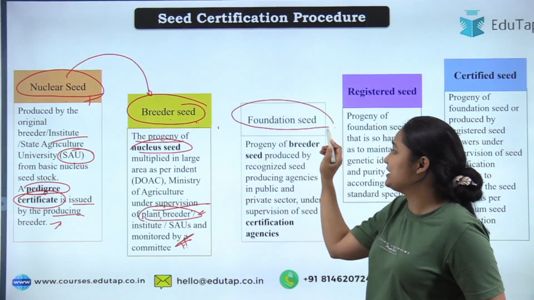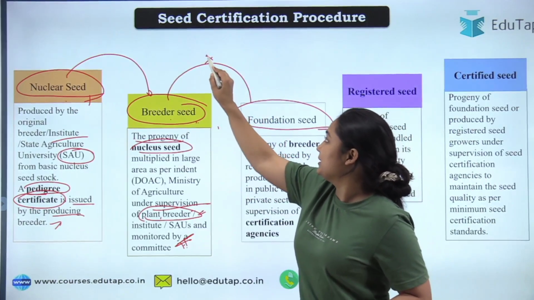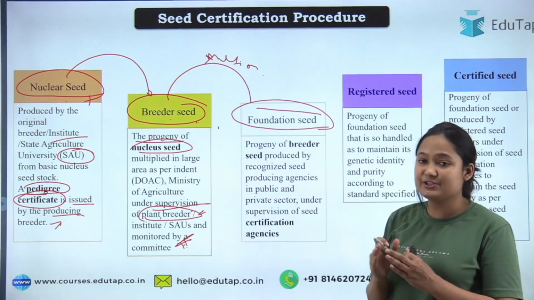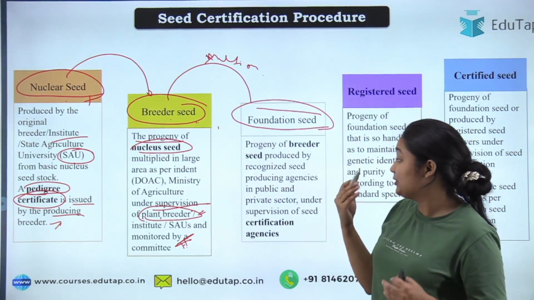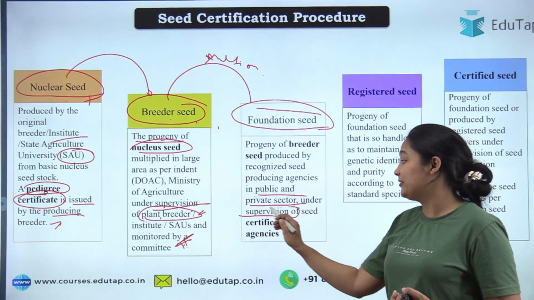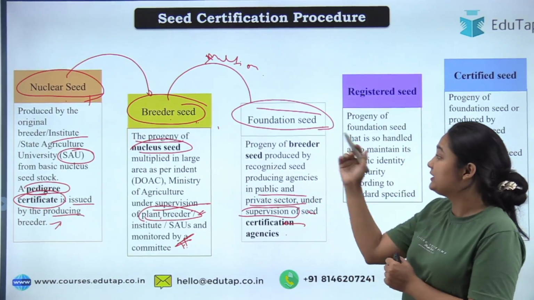Then talking about the foundation seed. When you multiply the breeder seed, that becomes your foundation seed. Okay, then who produces the foundation seed? Of course, the private sector and the public sector, again under the supervision of the seed certification agency. The foundation seeds are created in this way.